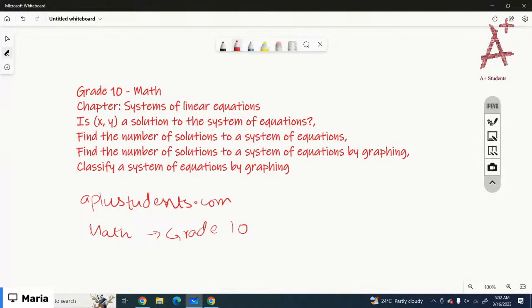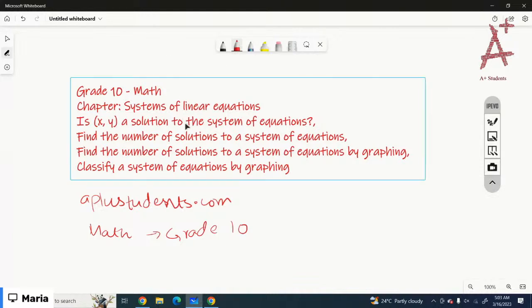There you can find a list of the chapters. We're going to start with the chapter system of linear equations. The lessons we're going to cover today are: is (x, y) a solution to the system of equations? Find the number of solutions to a system of equations. Find the number of solutions to a system of equations by graphing. Classify a system of equations by graphing. So let's start with the first lesson, that is, is (x, y) a solution of the system of equations.